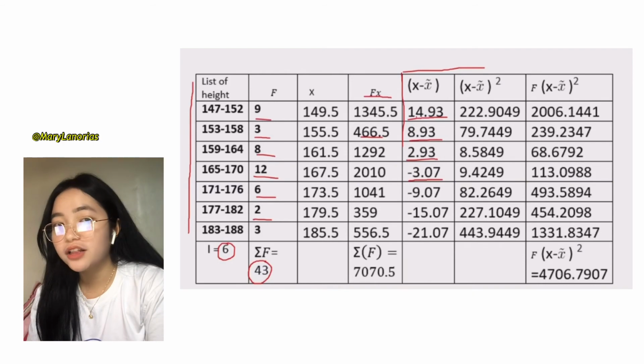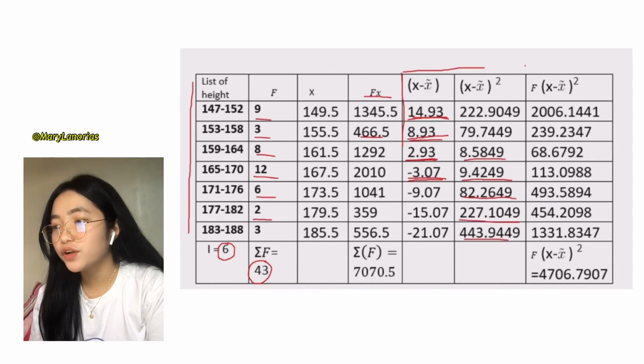And for the next column, we have the squared deviation. We're going to square these. So 14.93 squared would be 222.9049. 8.93 squared is 79.7449. 2.93 squared is 8.5849. Negative 3.07 squared would be 9.4249, and so on.